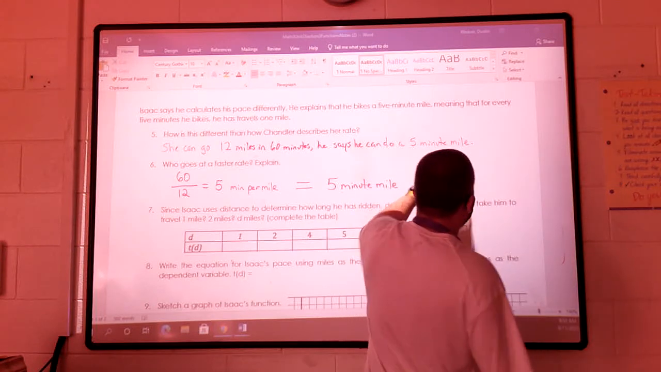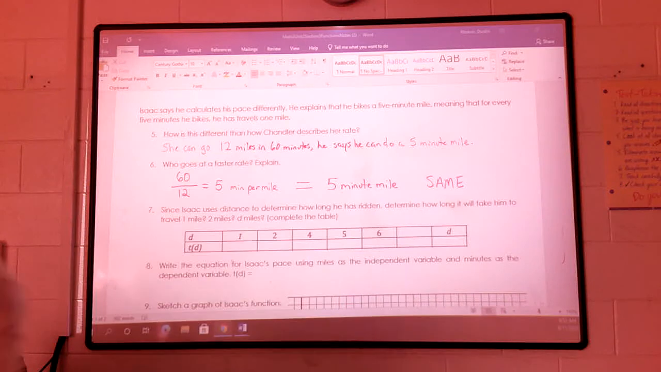They really didn't realize it just talking about it. She said she was talking about how she bikes 60 minutes and goes 12 miles. He was saying I can do a 5-minute mile. But really what they're doing is the same thing. If he does a 5-minute mile and keeps going, he's going to get 12 miles in that 60 minutes. Okay? So that's the key there, to figure out, hey, they're going the same pace. There's no difference.